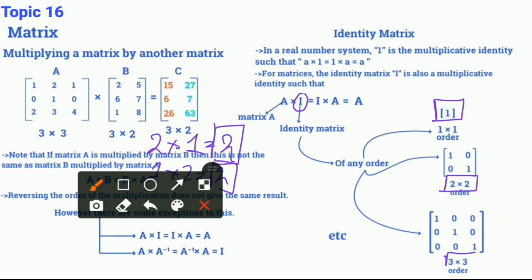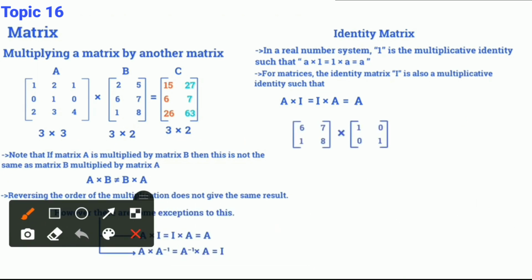It could have 3 multiplied by 3 order. So any matrix which has the same order, for example, 5 3 2 1, and if we multiply this by an identity matrix of order 2 multiplied by 2, then it will give the same thing. It will give the same 5 3 2 1 if it is multiplied by 1 0 0 1. So identity matrix is nothing but 1, just like I told you.